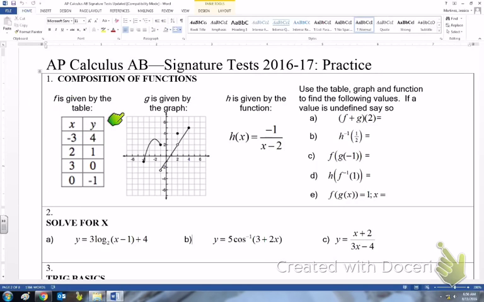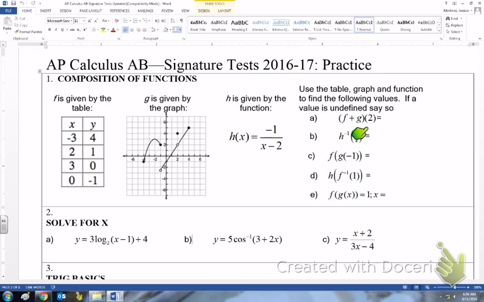We are given a table. So this is the table of the function f. G is this graph right here, and h is this function. And so we are going to use the table, the graph, and the function in order to find these values that are listed over here. So hopefully you recognize some of these notations. However, I will explain them to you if you do not.